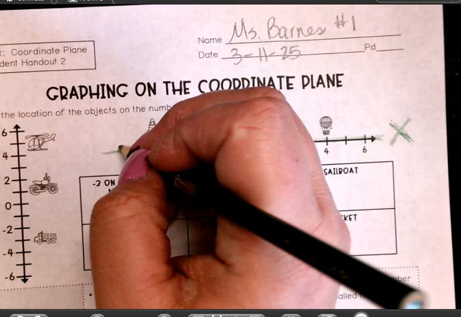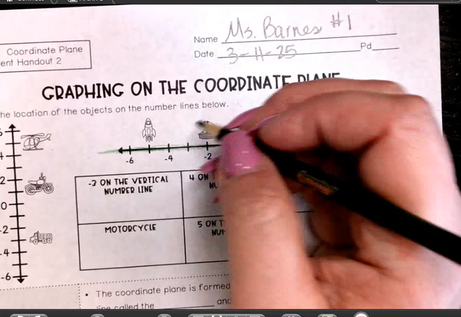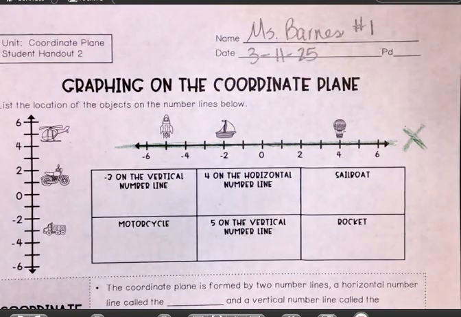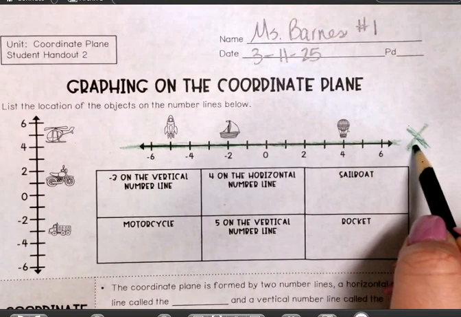How many of you have ever flown on an airplane? How many of you have ever seen an airplane take off? Okay, so what is the first thing an airplane does? It goes on the runway, right? So when we're doing coordinate plane, we're going to go on the runway first, right? You're always going to find your X coordinate first.